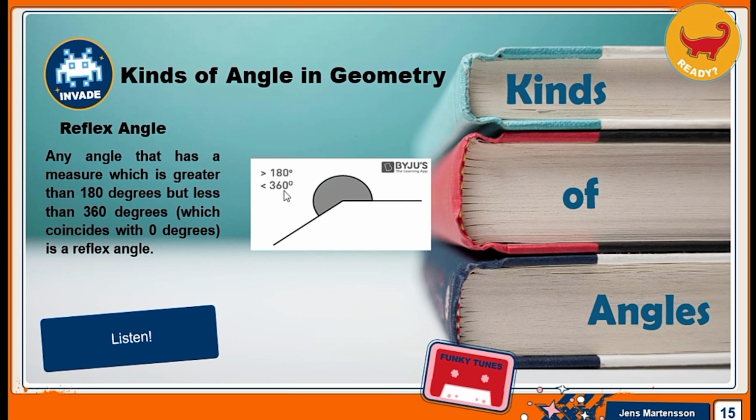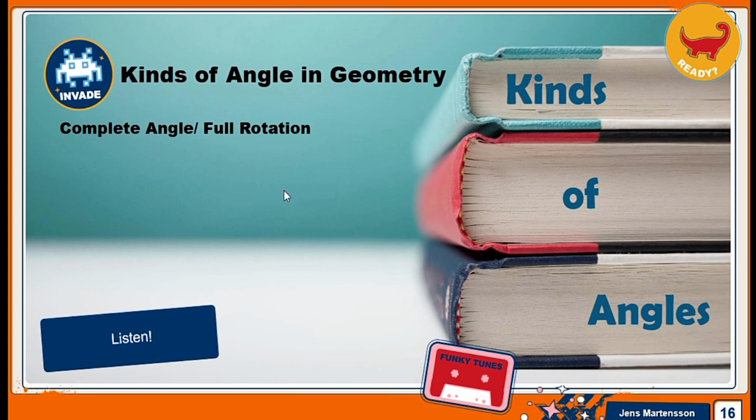So 185 is considered a reflex angle, but 365 is not considered a reflex angle, because a reflex angle is less than 360 degrees, not greater than 360 degrees. It is not a reflex angle if it is greater than 360 degrees. Okay? So, greater than 180 degrees, but less than 360 degrees.